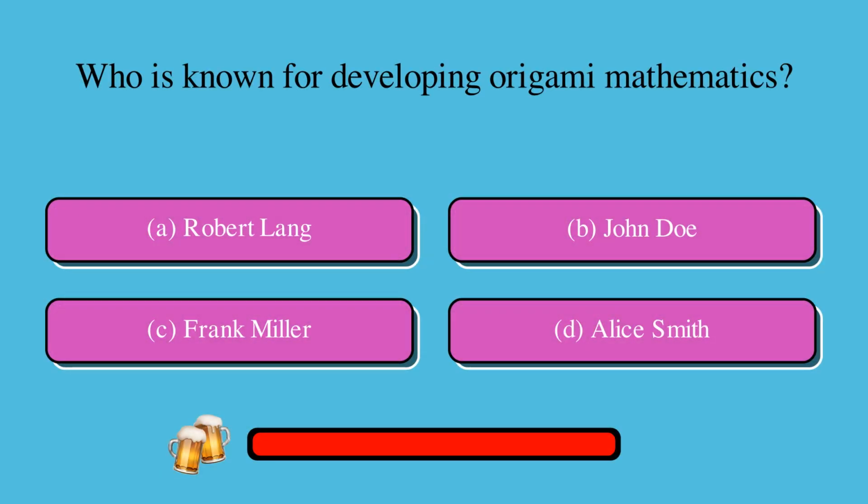Who is known for developing origami mathematics? Is it A, Robert Lang, B, John Doe, C, Frank Miller, or D, Alice Smith? The correct answer is A, Robert Lang.